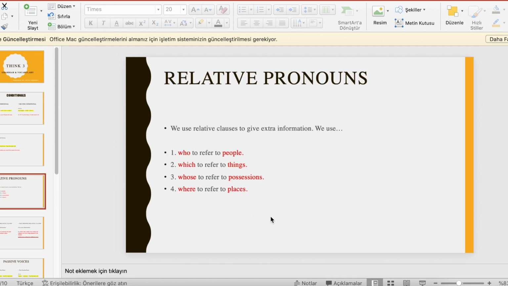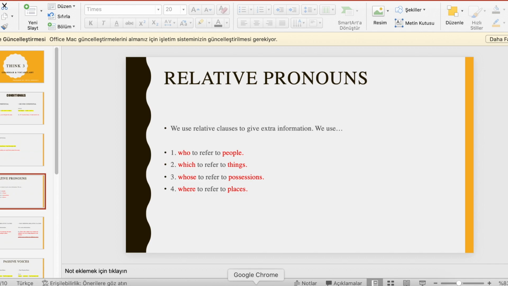Now, let's look at here relative pronouns. Okay guys, remember we said we use relative clauses to give extra information. We use who to refer to people, which to refer to things, whose to refer to possessions, where to refer to places. And if you just go to your book, unit 5, page 50, you will see that the examples are there.